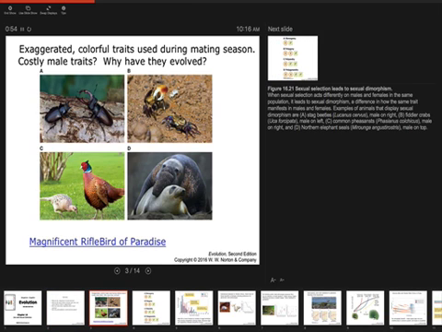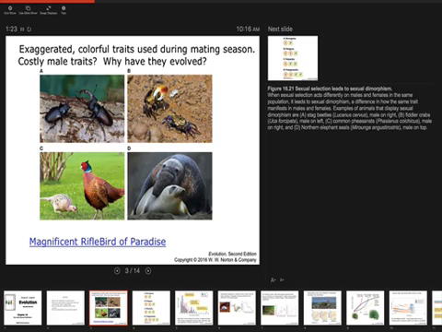So what we're really talking about here is exaggerated, often colorful traits that are used during the mating season. They're usually male traits. If you look at these, here's a beetle. Guess which one's the male? The one on the right, with those sorts of things that may be used probably in competition with other males for access to females. Here's a crab, and guess which one's the male? The one with the big claw.